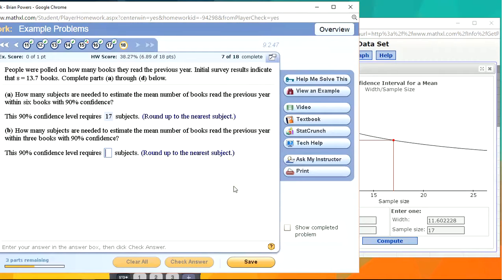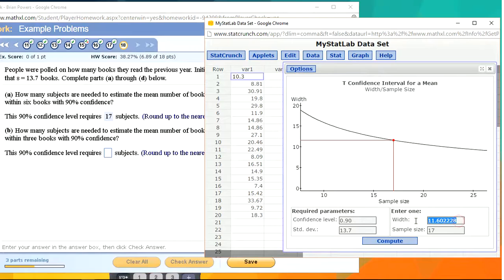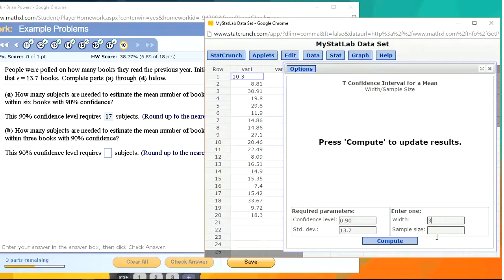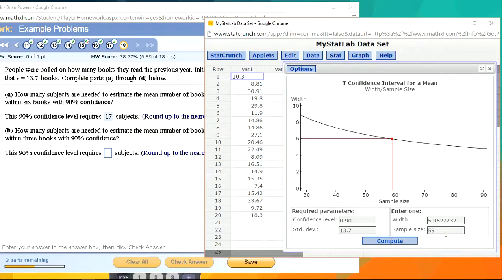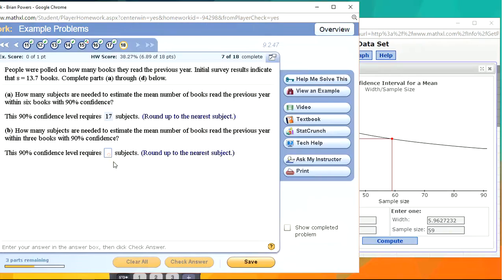How many subjects are needed to estimate it within 3 books? So let's bring the width down from 12, not to 3, remember, to 6, because plus or minus 3 books means in total it's 6 books wide. That's the one thing that you have to be very careful about here. Okay, 59 books. Oh, sorry, 59 people.